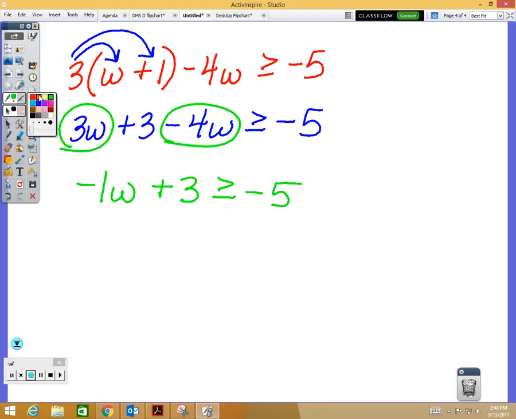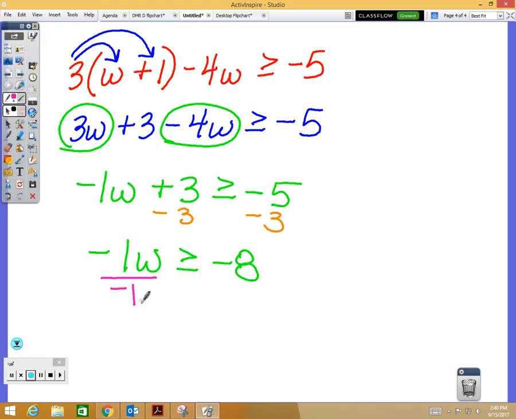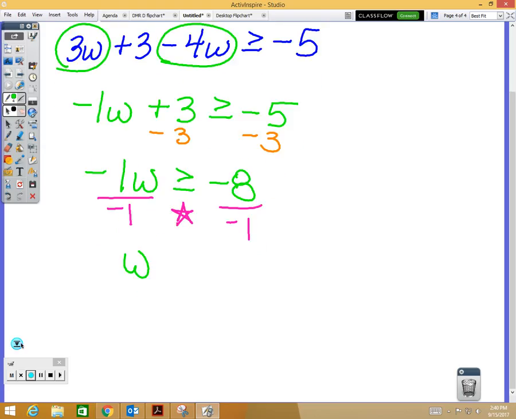What's my next step? Minus 3. So negative 1W is greater than or equal to negative 8. And last step, divide by negative 1. That's right. So W is less than or equal to 8.